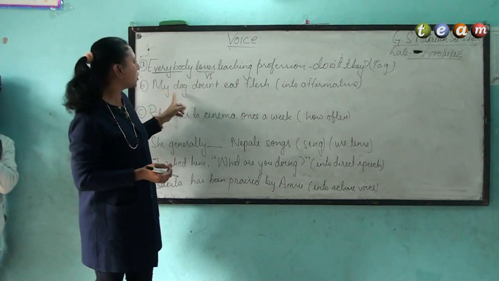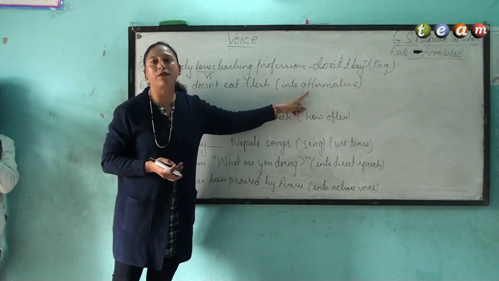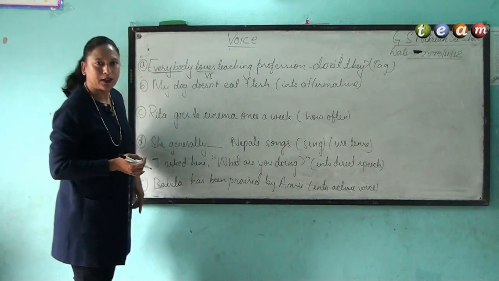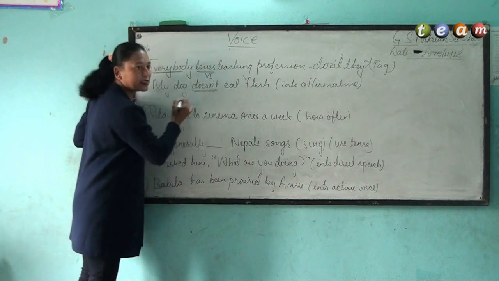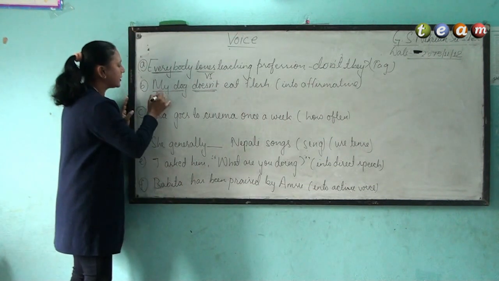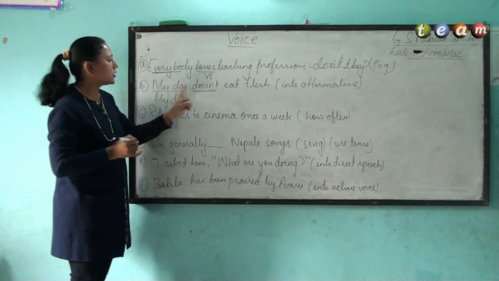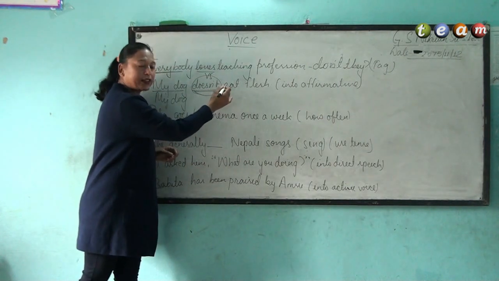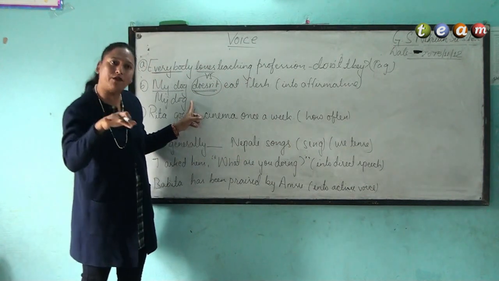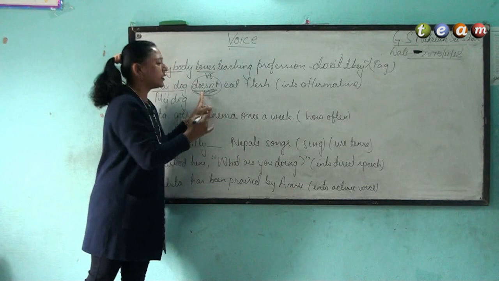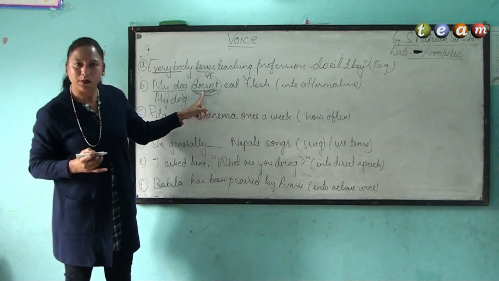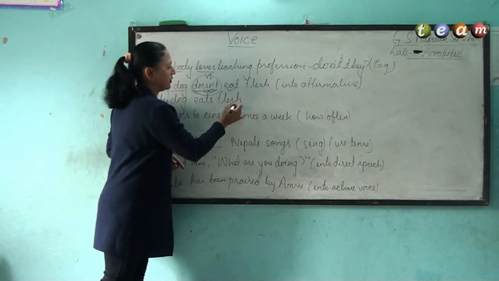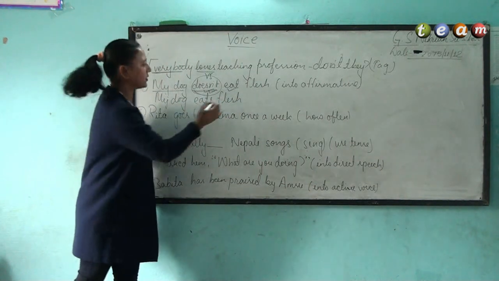Yeah. Okay, next one. My dog doesn't eat flesh. Now we are going to change it into affirmative. Doesn't eat. Doesn't is verb 5 here. So we write as it is, my dog, the subject. Doesn't means negative. Now we are going to change it into affirmative. Doesn't indicates verb 1 or verb 5? Verb 5. So it becomes eats. My dog eats flesh. Full stop.